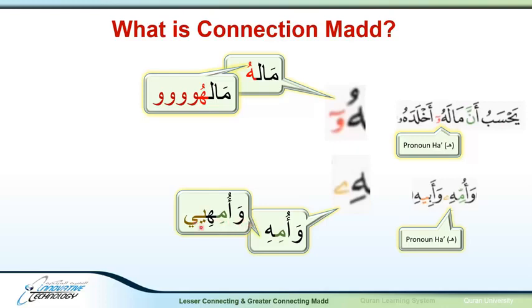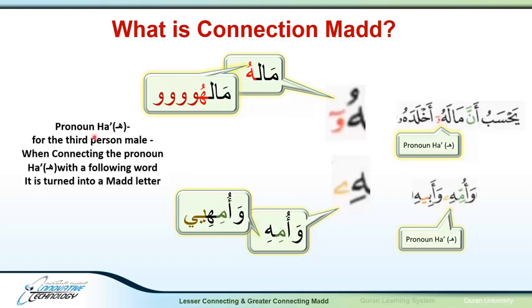Notice this ya here has been extended or elongated for 2 units compared with the top waw following the ha on the مَا لَهُ أَخْلَدَهُ, which was extended for 4 units. The 4 units elongation versus the 2 units elongation in the lower example is what differentiates lesser from greater connecting med. And the reason here is that there is no hamza after the vowel. The vowel here is followed by a waw, while the vowel here in the greater connecting is followed by a hamza.